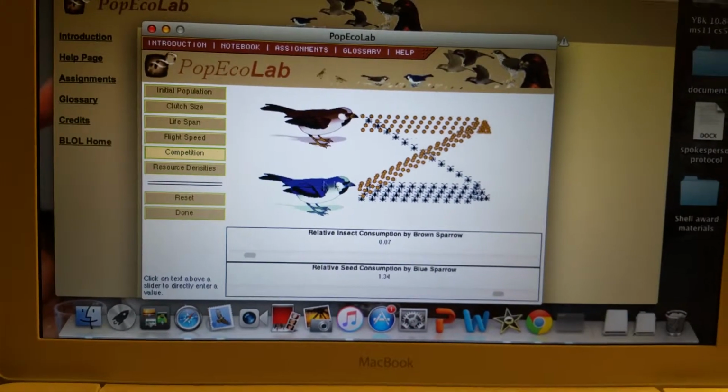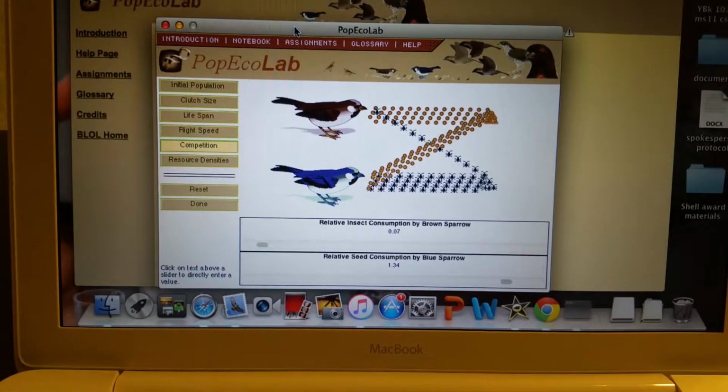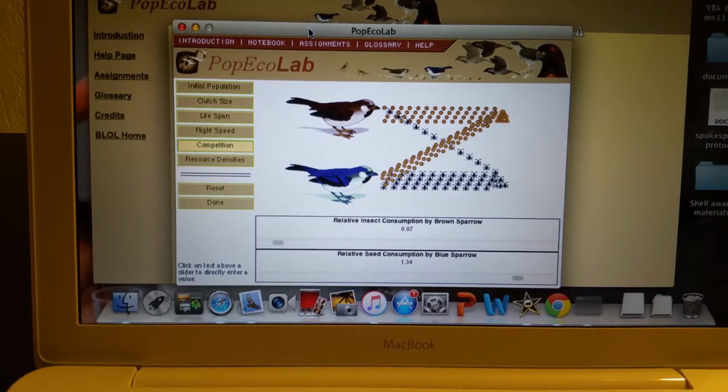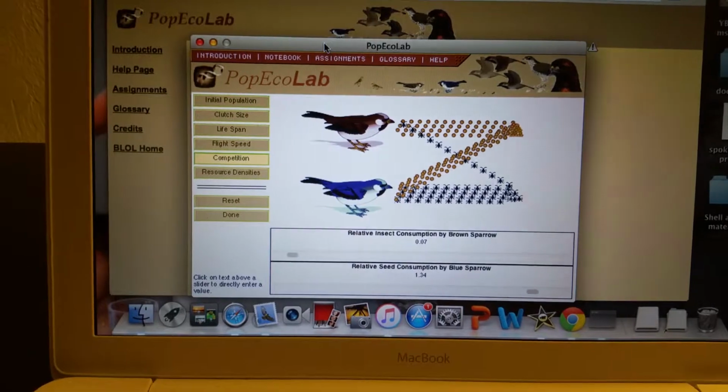I tend to spend a little less time on this only because of time constraints, but when I do work with kids on this, again, this just adds another layer of complexity when you're dealing with more than one species and how they're interacting with their environment.